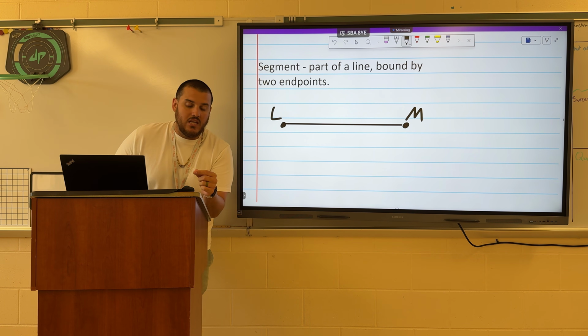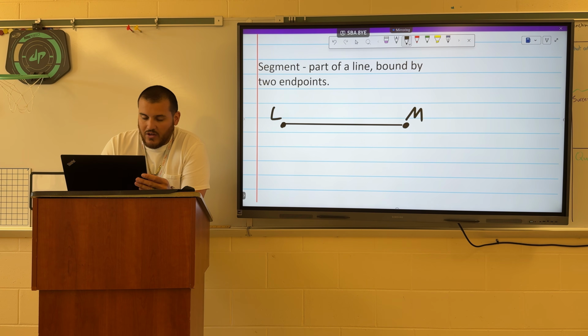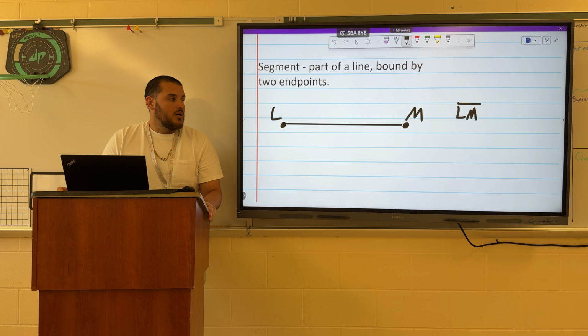When we're writing and reading segments, we will see a symbol. So if I call this segment LM and I'm writing that out, I would put LM and I would put the segment symbol, which is just a little bar above the L and M.